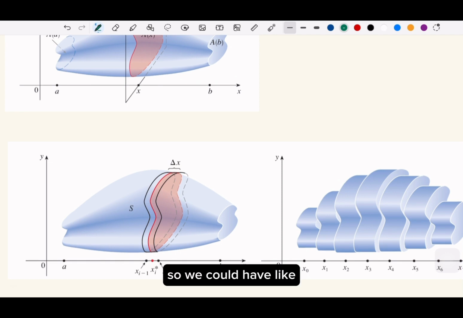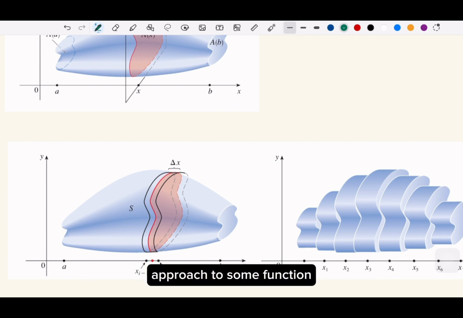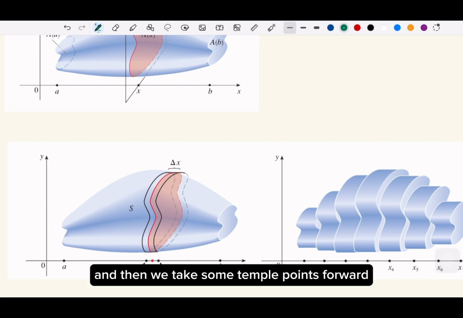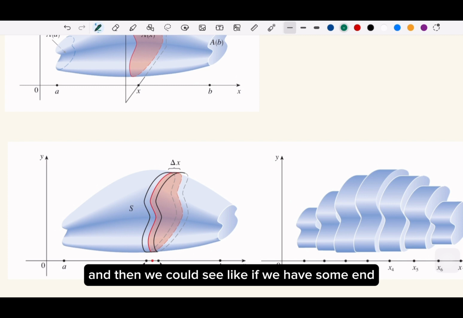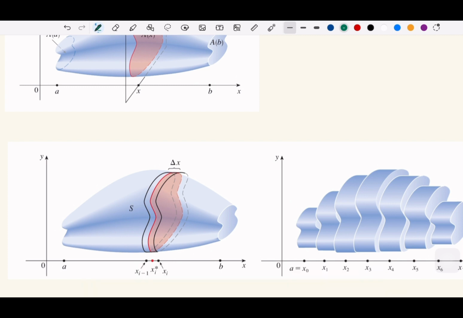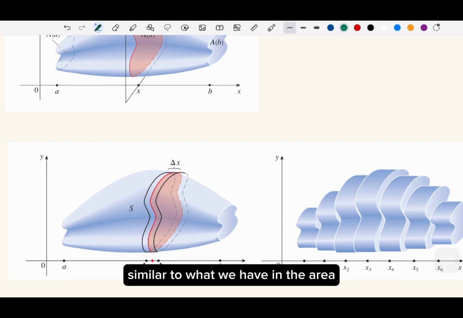So we could have, this is actually a random shape, but we could imagine it can be any approach to some function. We take some sample points for this. It can be any point, but if we have some n, we can increase the n, right? We can have 10, 11, 20, and every possible number. Similar to what we have in the area under the curve.